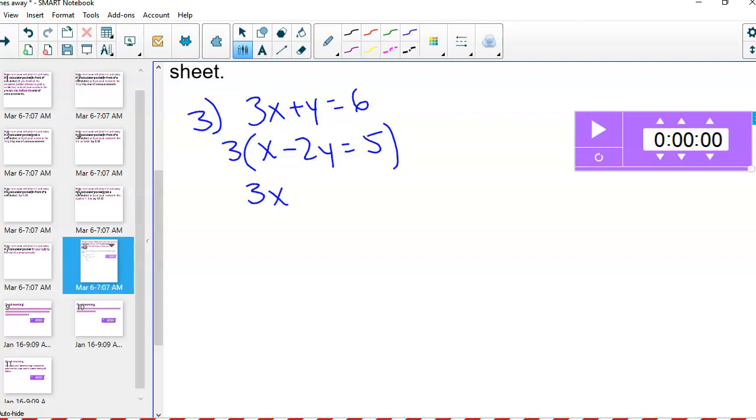So 3x minus 6y equals 15. And then how would we eliminate these? Adding or subtracting? Subtracting. So we're taking this and subtracting this. 3x minus 3x gives us 0. Y minus 6y is positive 7. 6 minus 15 is what?